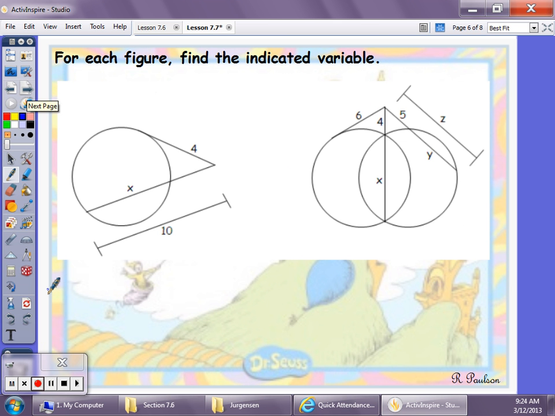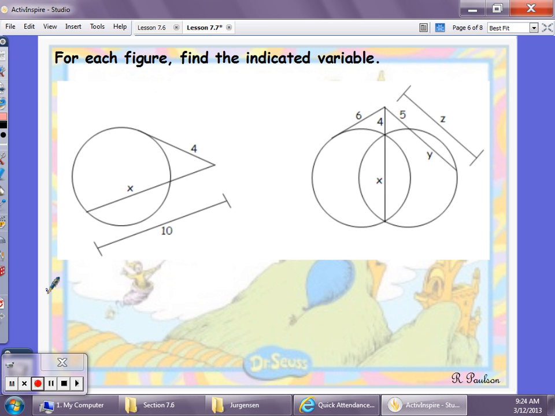So again, let's take a look at two examples relating to this theorem. For each figure, we're going to find the indicated variable. For this first example, if we know that this chord is x, then this external part of the secant must be 10 minus x. So now we can start setting up our equation. We can take the external segment, which is 10 minus x, times the entire secant segment, which is 10, and set that equal to the tangent squared. So set that equal to 4 squared.